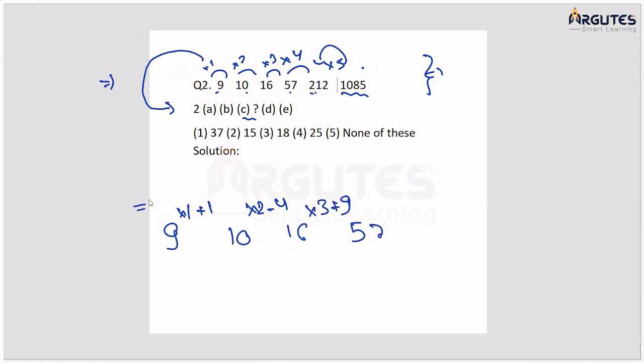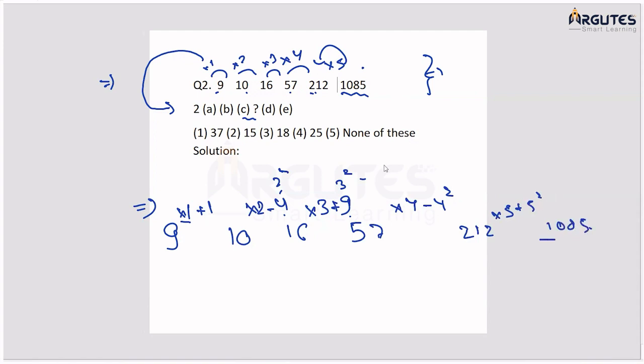Now by the three results, the rule gets confirmed. The rule is here into 1 plus 1, into 2 minus 4, into 3 plus 9. So this is 2 square and this is 3 square. So the rule is confirmed that this will definitely be into 4 minus 4 square, and 212 into 5 plus 5 square, that will be 1085.